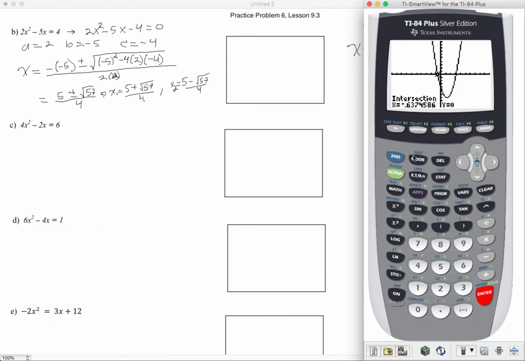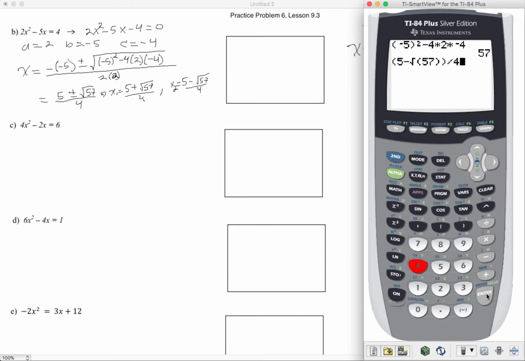So we'll go back out to the home screen here by doing a second and a quit. And let's go parentheses 5, subtract the square root of 57, one more close parenthesis there, divided by 4. The last thing we did on the graph was look at that point on the graph, and we'll take a look at the x value. Oh, look at that, they match perfectly. That's huge. Okay, so I'll let you go ahead and check the second one on your own, but you'll see that that one's going to work out also.